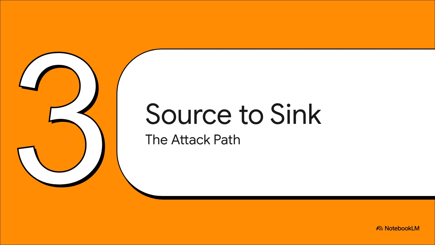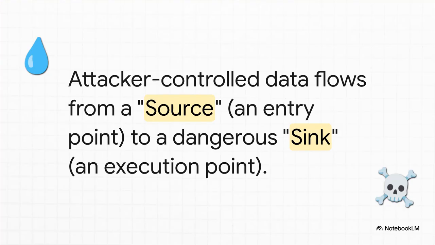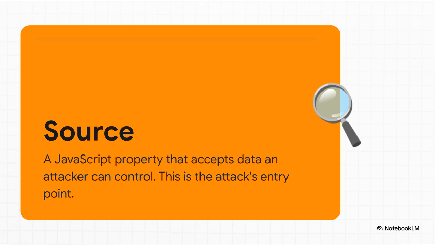Now let's get into the mechanics of the attack. Security pros have this great term for it called taint flow, and it really helps visualize what's happening. Taint flow is just a way of saying that bad or tainted data gets in through a source and flows to a dangerous sink. The best analogy is plumbing. An attacker poisons the water supply. That's the source. It flows through the pipes and comes out a dangerous faucet. That's the sink.